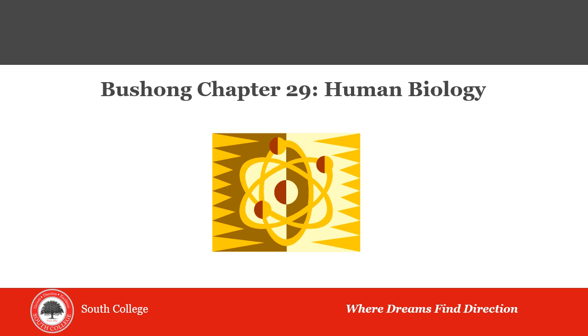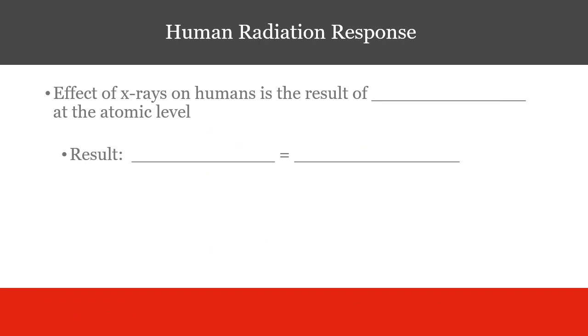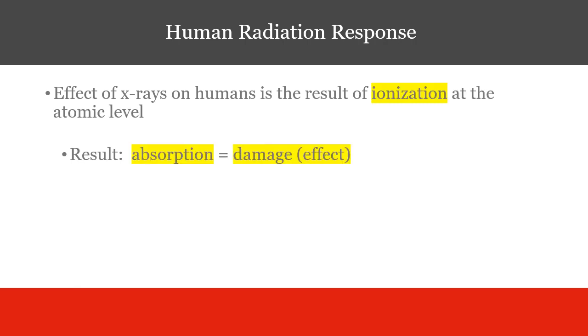Let's begin with Bouchon's chapter 29 on human biology. As far as human radiation responses are concerned, the effect of X-rays on humans is the result of ionization at the atomic level. The result is absorption. Absorption can be due to the Compton or photoelectric interactions, Compton being partial absorption and photoelectric being total absorption. The end result is either a short-term or long-term type of damage or effect on the body or the person themselves.